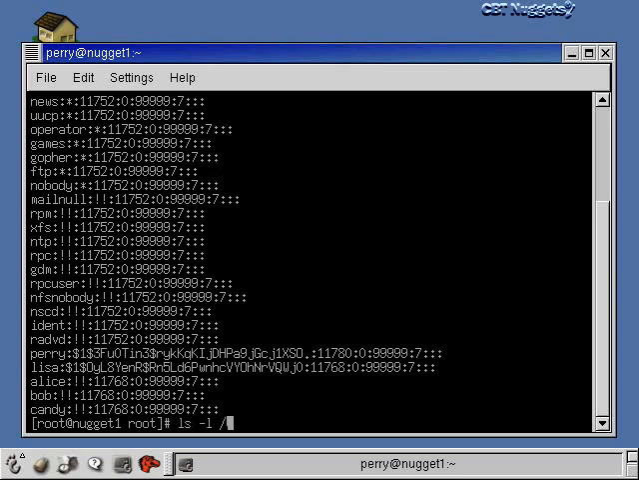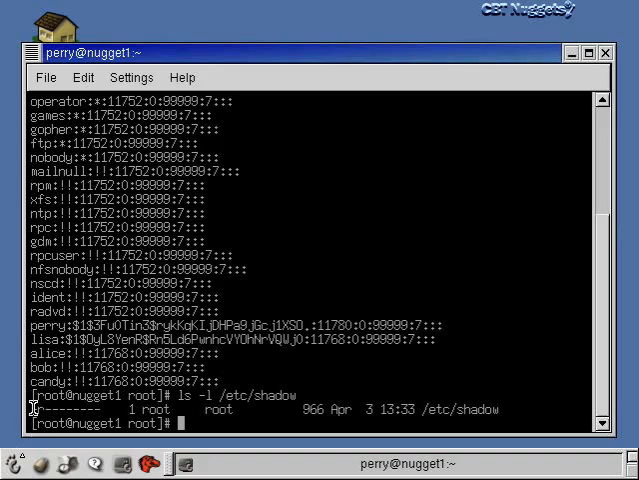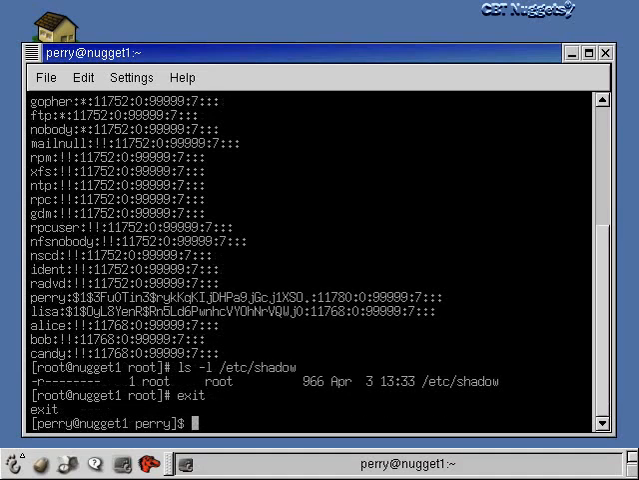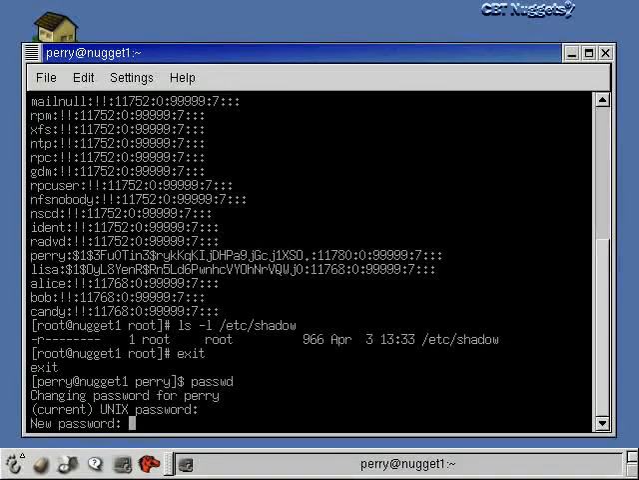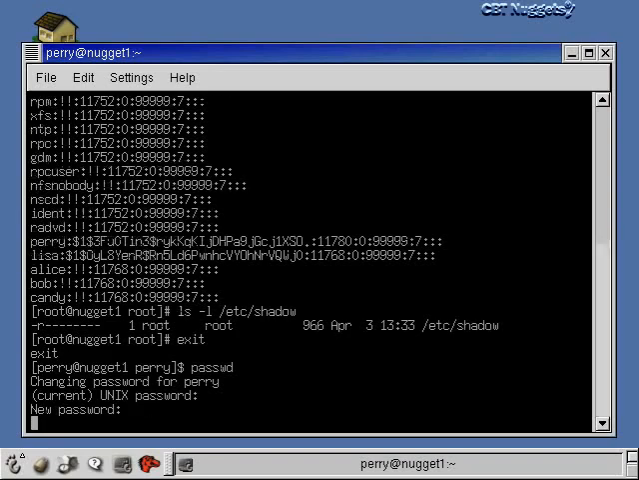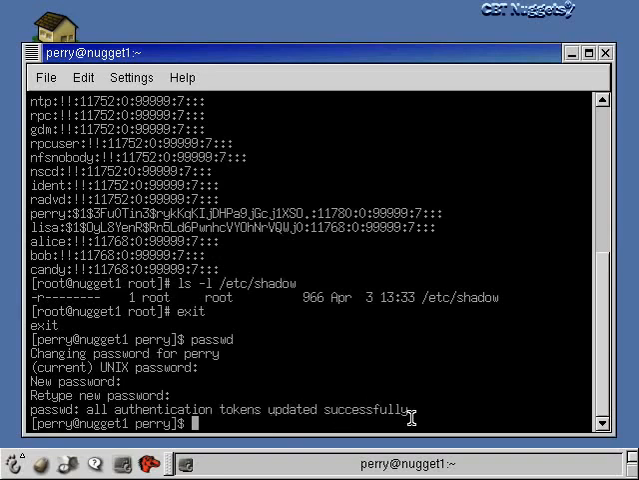Then I want to look at the permissions on the /etc/shadow file. When we look at these permissions, you can see that it's readable by root and has no permissions for anybody else on the system. Now I want to quit being the root user. I'm going to exit out, and now you can see I'm back being the Perry user. Now I want to change my password as the Perry user with the passwd command. It says, what's your current Unix password? So I type that in, and now it says, what's your new password? I'll type my new password in, and retype it. And now it says everything's been updated successfully.